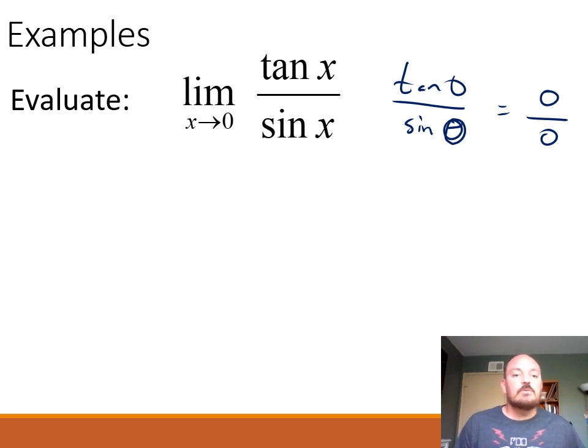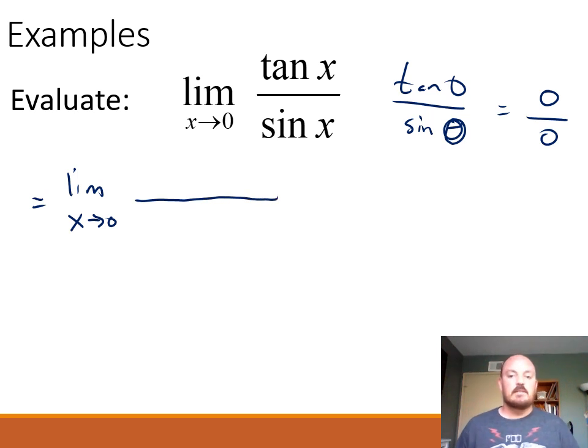So the way L'Hopital's rule works, you leave the limit part. It's still the limit as x approaches 0. And then for your function, you're going to take the derivative of the top and bottom separately. So on top, the derivative of tangent x is secant squared x. And on bottom, the derivative of sine x is cosine x.